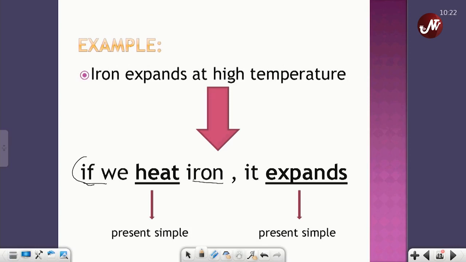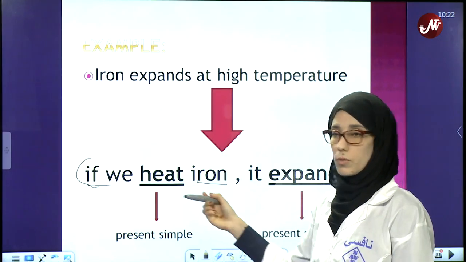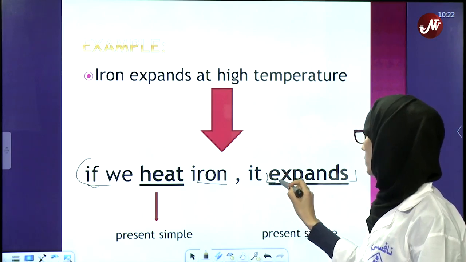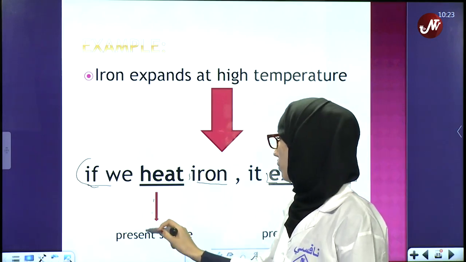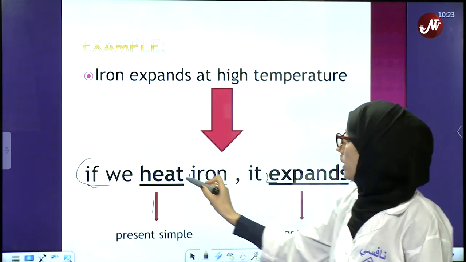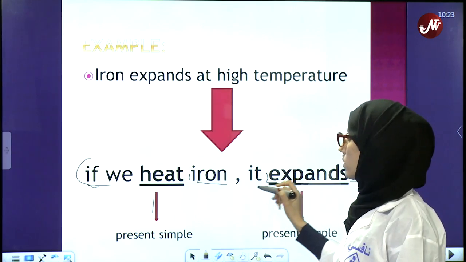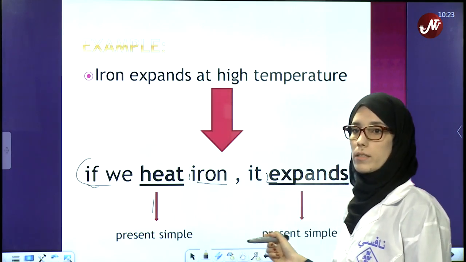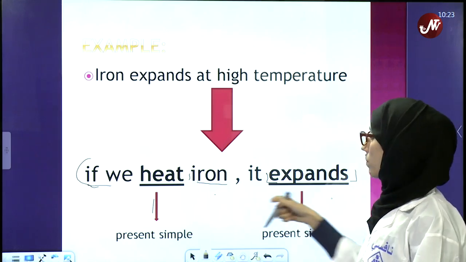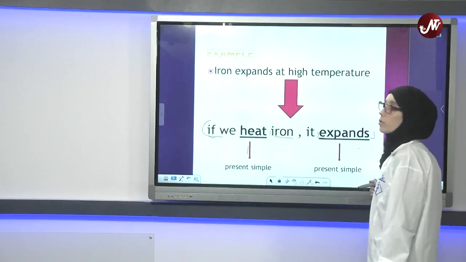As we have seen in the lesson of the present simple, we use the present simple always with the scientific truth or general truth. Here we have it expands. We have the verb here in the simple present, and we have also the verb in the present simple. So this is the first case, we call it 0 conditional. Both verbs in both clauses are in the present simple, so we call it 0 conditional.